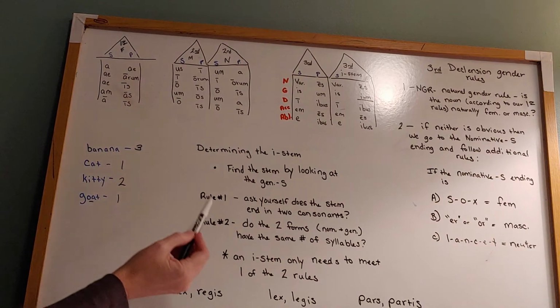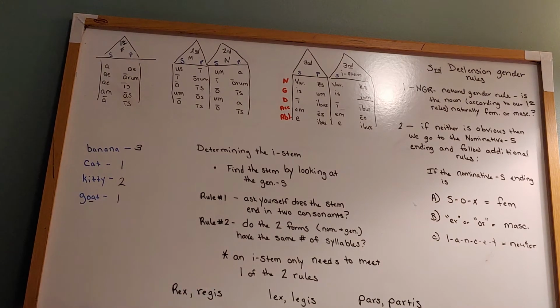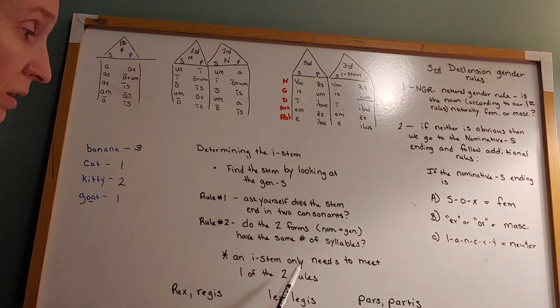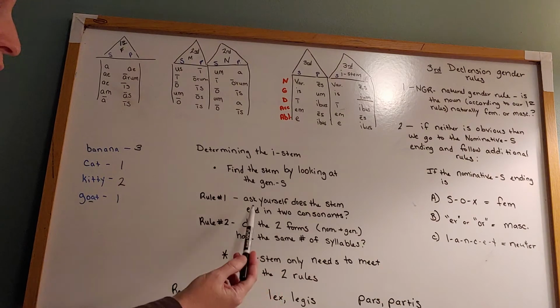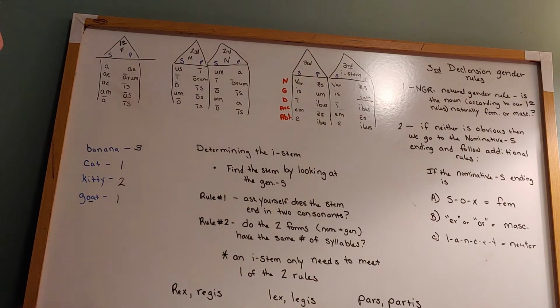If not, then we're going to move on to number 2. Do the 2 forms, nominative and genitive, which are the forms written on your flashcards, have the same number of syllables? It is an I stem only if it meets at least one of these rules. It doesn't have to meet both.